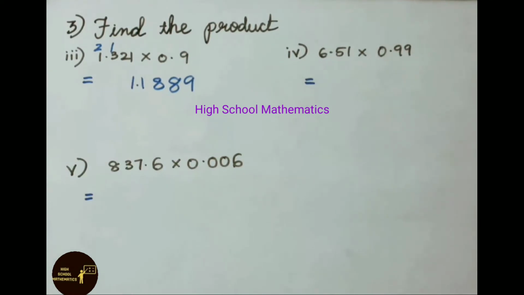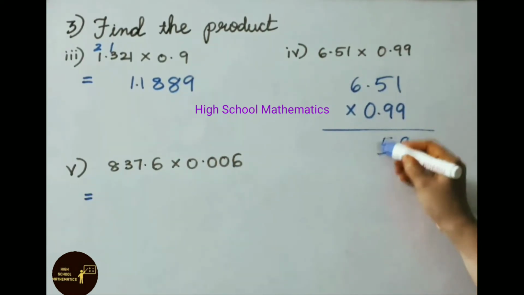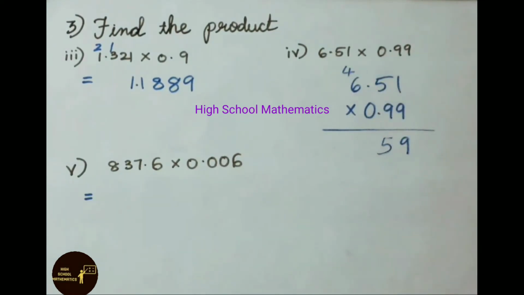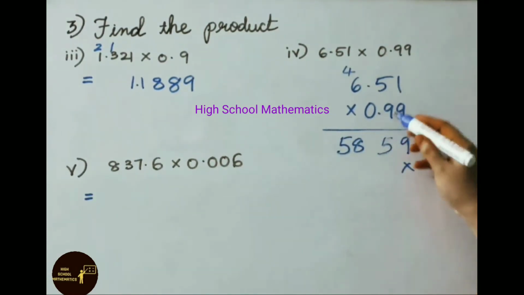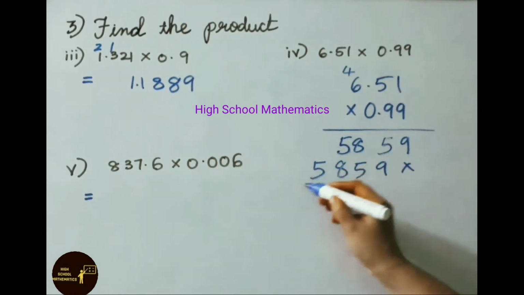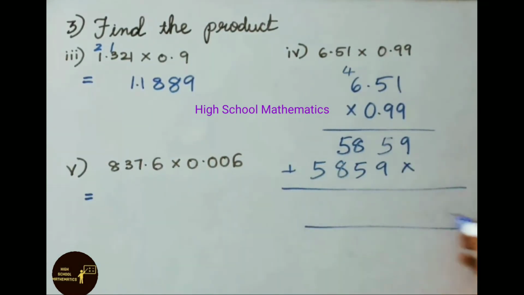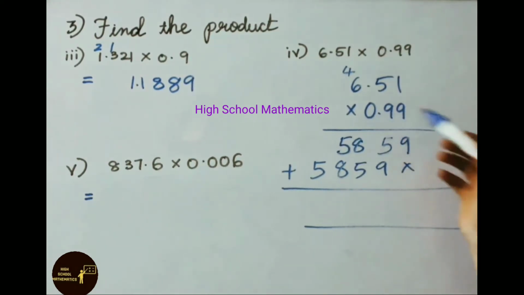See now third question, fourth sum, 6.51 multiplied by 0.99. 6.51 multiplied by 0.99. 9 ones are 9. 9 fives are 45, 5 carry 4. 9 6s are 54, 54 plus 4, 58. Again multiply by 9, we get the same answer. Add on 9, 5, 8, 5. Let us add them now. If we multiply by 0, we get the 0 only answer. So we are not multiplying by 0 here.